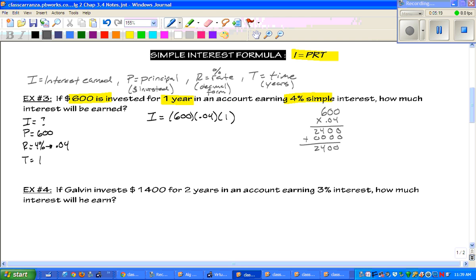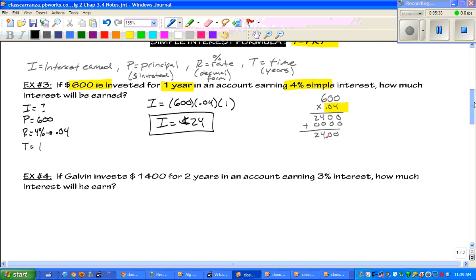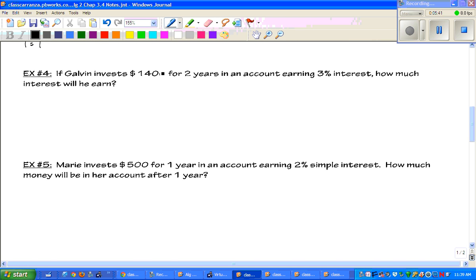Ooh, so you're saying if I invest $600 that we're going to get $2,400 in interest? No. Don't forget about that decimal. You get 24. So the interest equals $24. All right, let's move on to the next one.